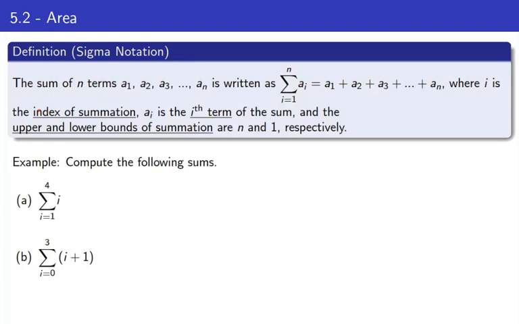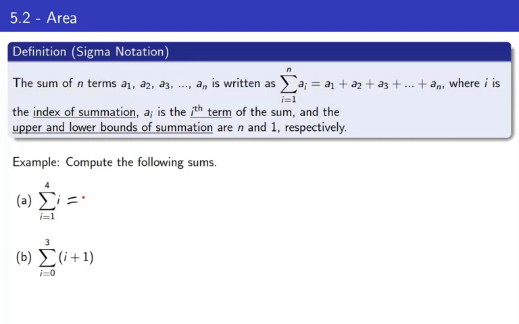We call these things: i is the index of summation. a sub i is the ith term. Again, that is a function that we're talking about. And then you've got upper and lower bounds of the summation. These words are just ones that you guys should recognize whenever I say them. Let's see if we can do these.